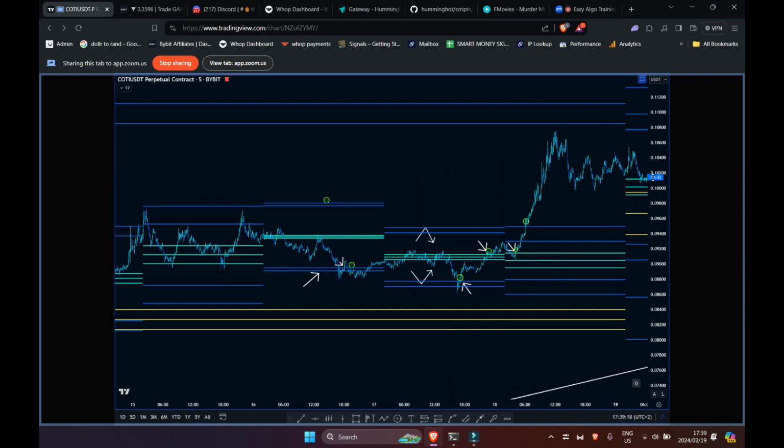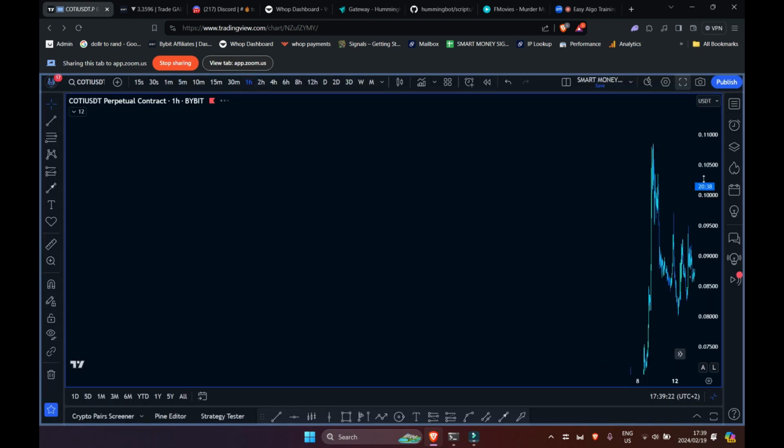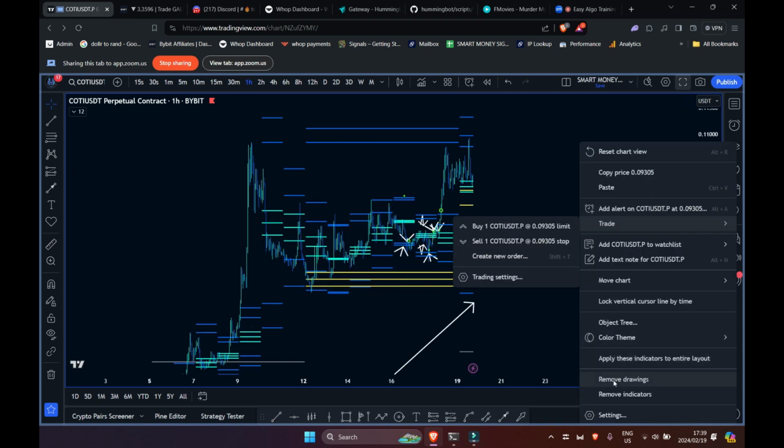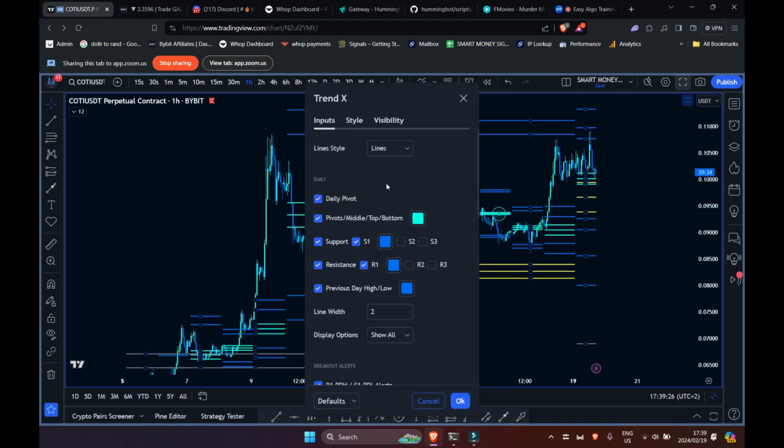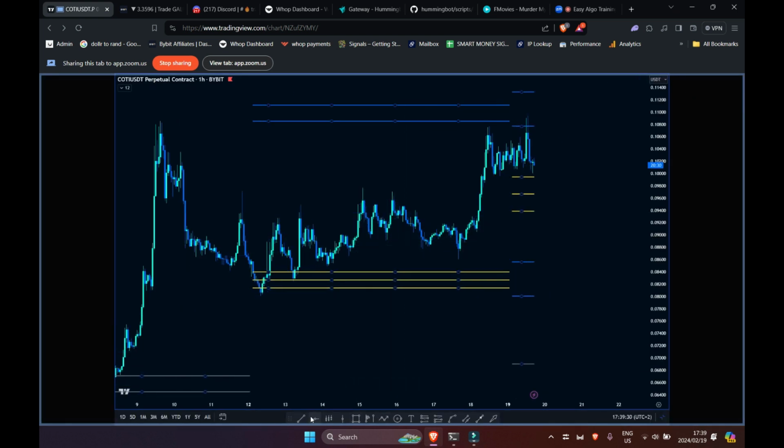But let's just see how big was this movement. So Coty did 27% off of the grid.